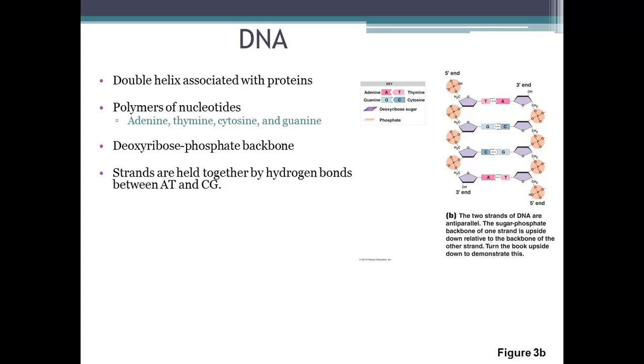The strands are held together by hydrogen bonds between the A and the T and the C and the G. So we know now that A goes to T and C goes to G. So these are going to have hydrogen bonds. Those dotted black dots that you see there are your hydrogen bonds.